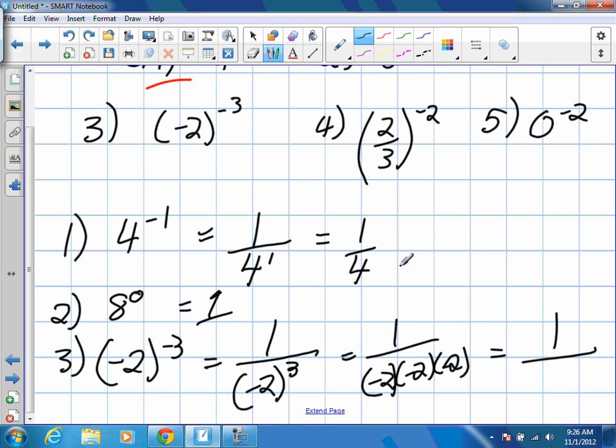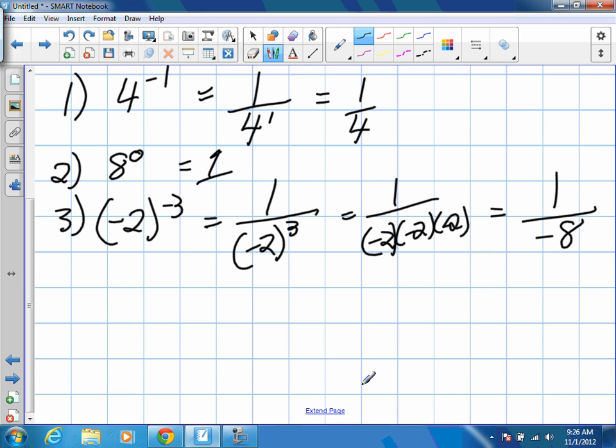Good. Okay. Now, it's not just the bottom of this being negative, it's the entire fraction. This is negative 1/8. That's what this answer is. You can apply the negative to the top or bottom of the fraction. It still makes the entire number a negative. Okay. 4.